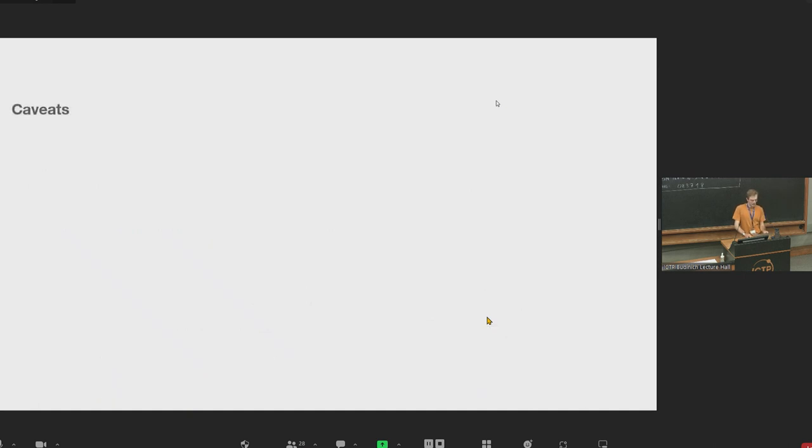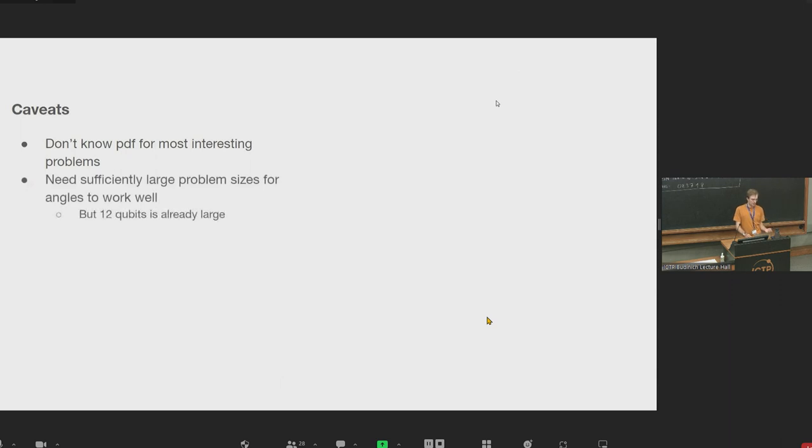So the main caveats to this work are we probably don't know the PDFs at infinite size for most interesting problems, but I imagine this is a solvable issue, and we could at least approximate them for most problems. We need sufficiently large problem sizes for this approach to work well, but from some of the plots we've seen, and I have an extra slide which also shows this, 12 qubits is quite a large number of qubits in this context, or 12 bits in our problem.